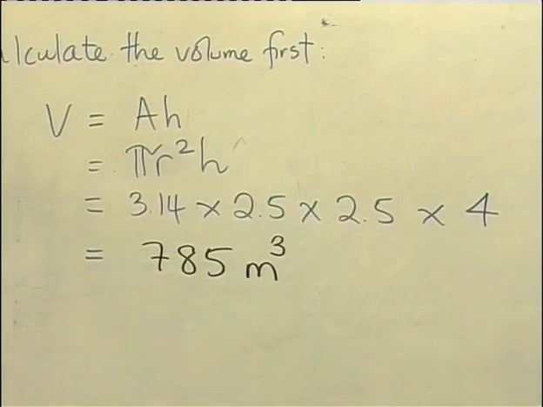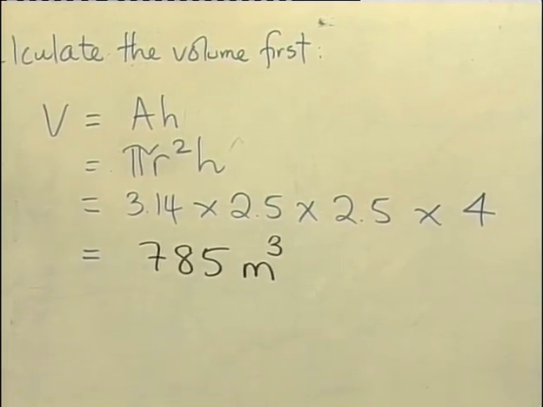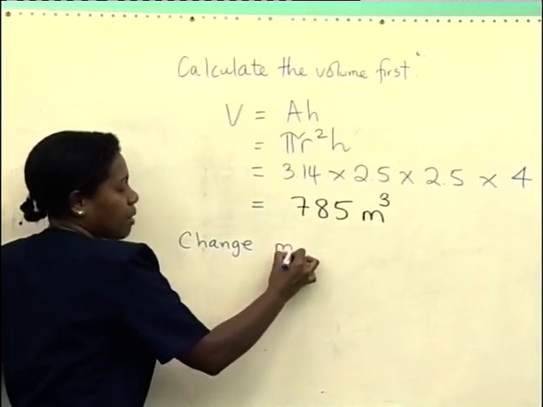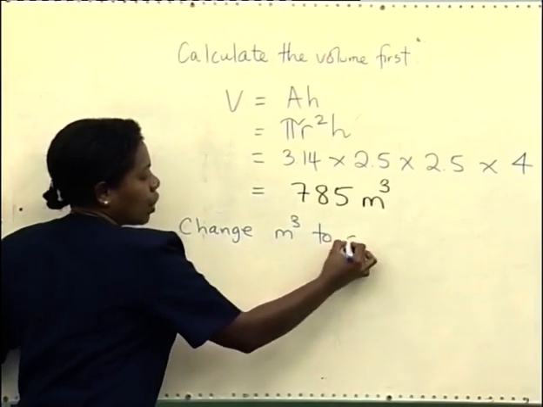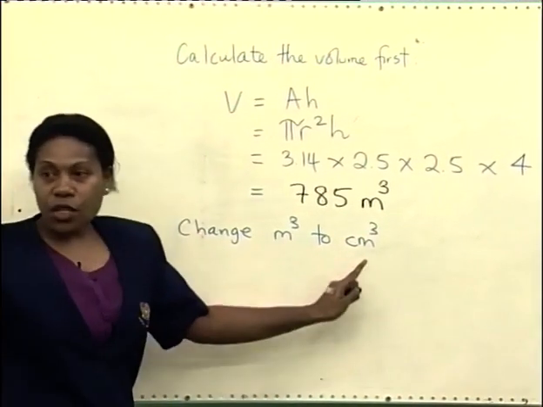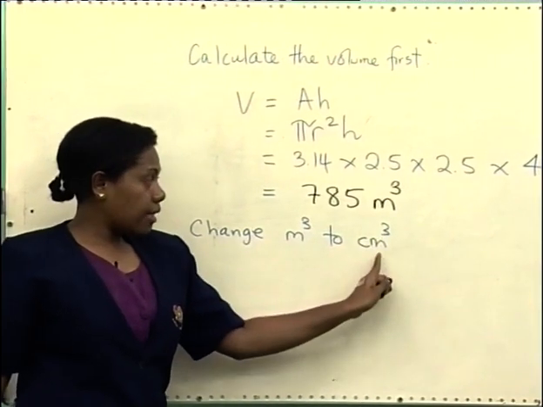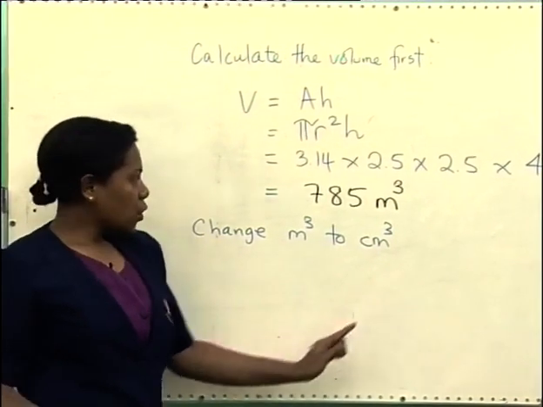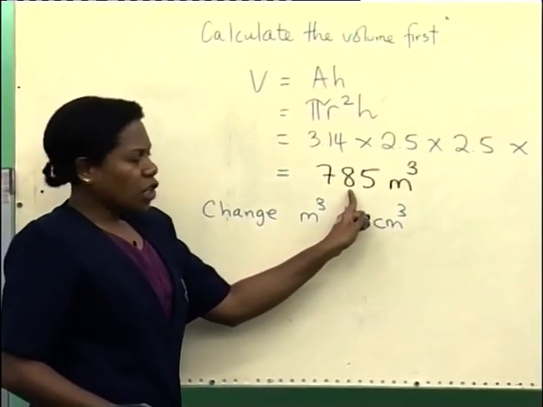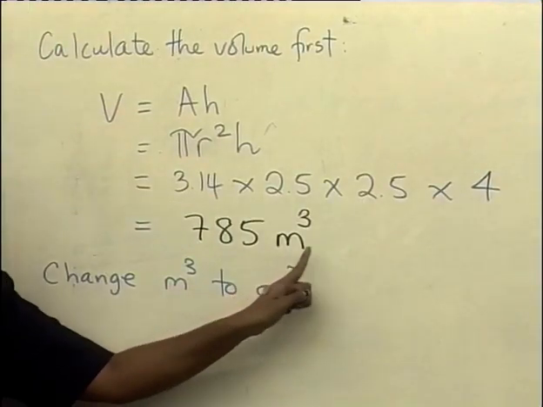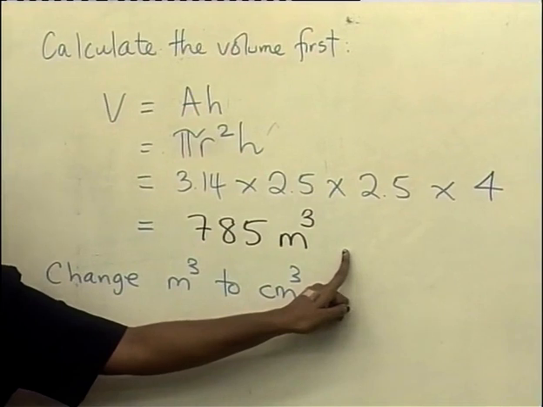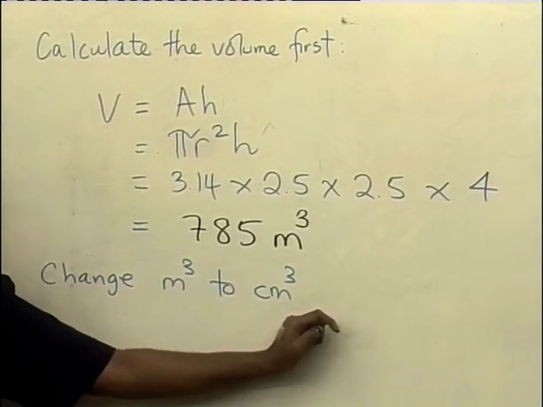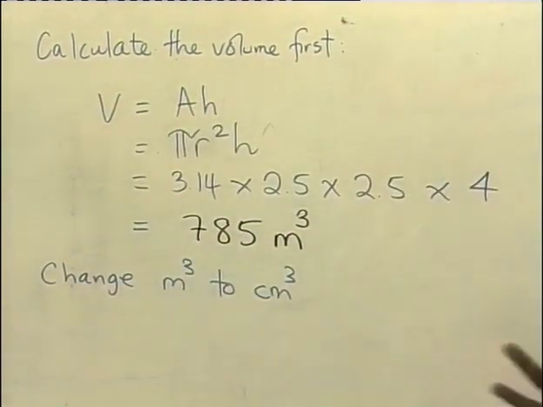785, okay, I'll write it up here. Change cubic meters to cubic centimeters so that it can be easy for me to calculate this into capacity, into liters. Okay? So we have to find out. If you change 785 cubic meters to cubic centimeters, what will it be? Okay, what will this be in cubic centimeters? Okay, just think about that for a while.